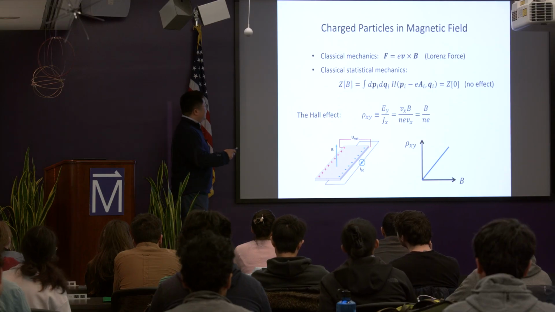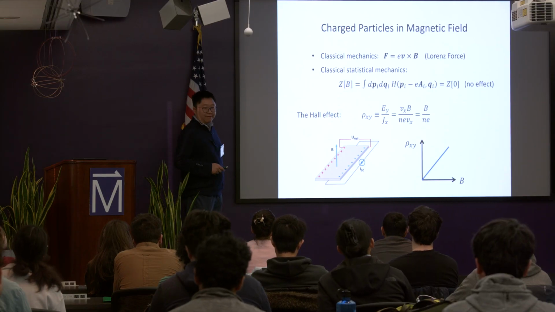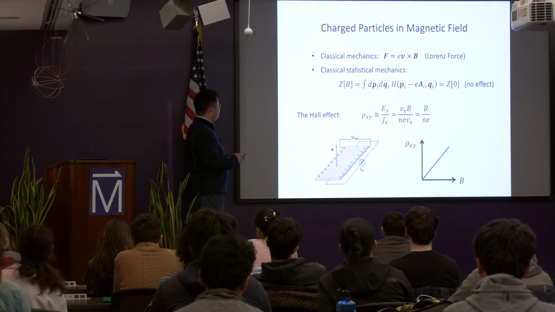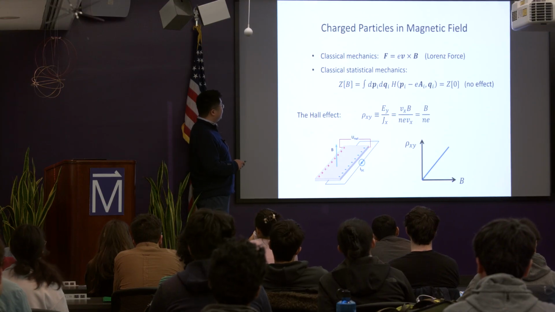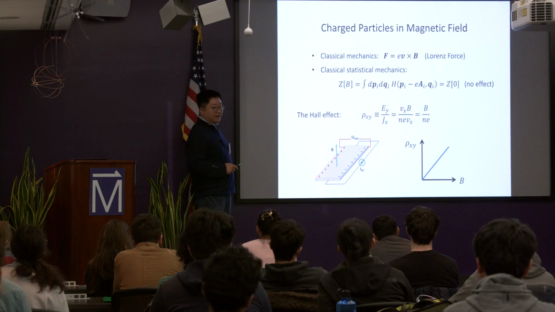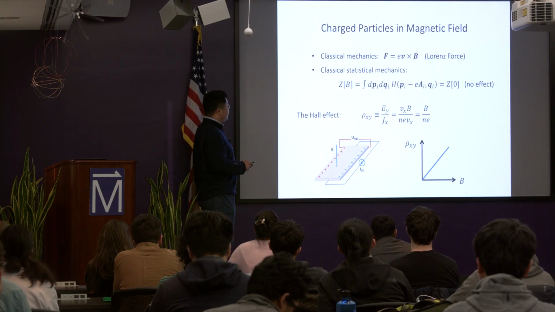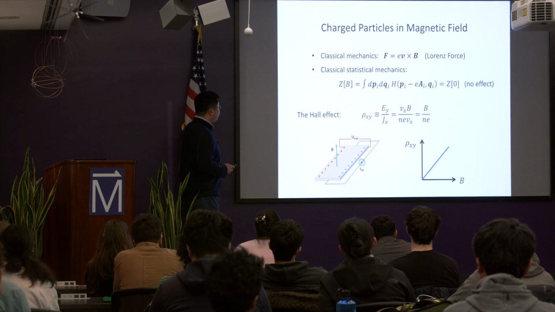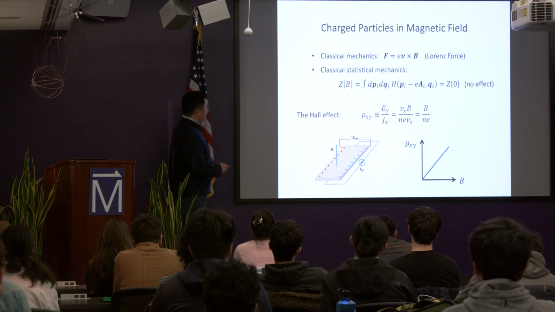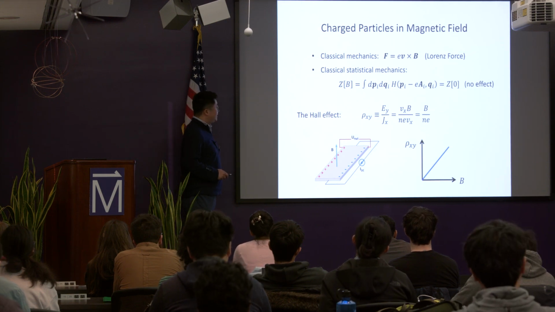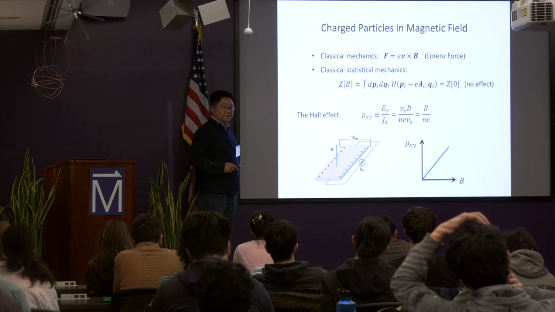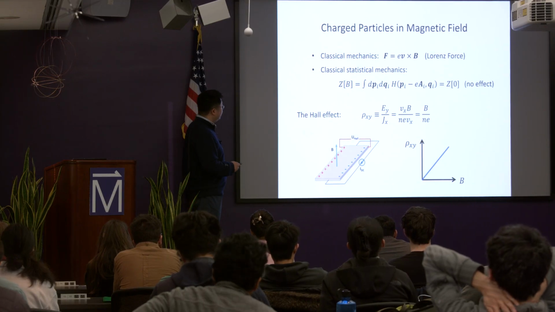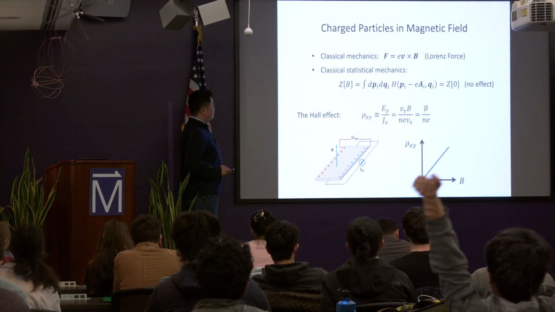Okay, so what's special about magnetic field, right? Historically, it's actually quite interesting. From the point of view of classical mechanics, we know that charged particles moving in a magnetic field with velocity v experience a Lorentz force. It's always perpendicular to the velocity. Now, on the other hand, if you think about classical statistical mechanics, the partition function, which determines free energy and all the thermodynamic properties of the system, is actually independent of the magnetic field.